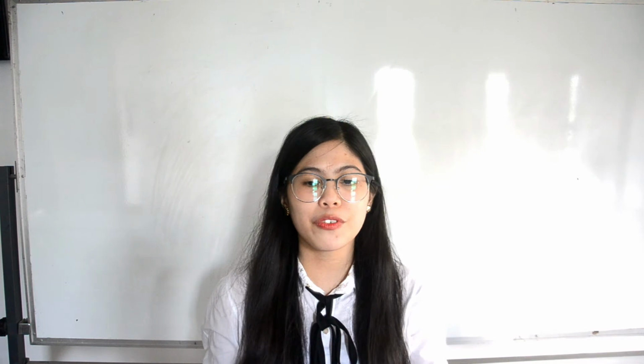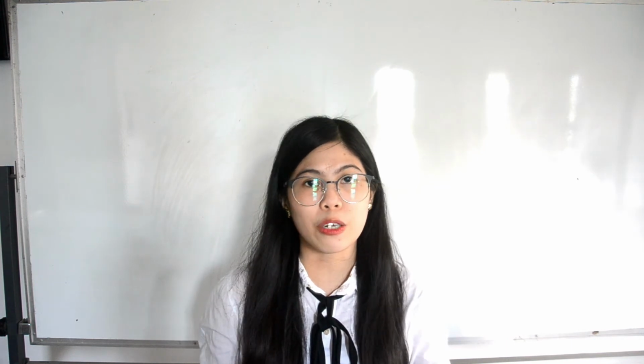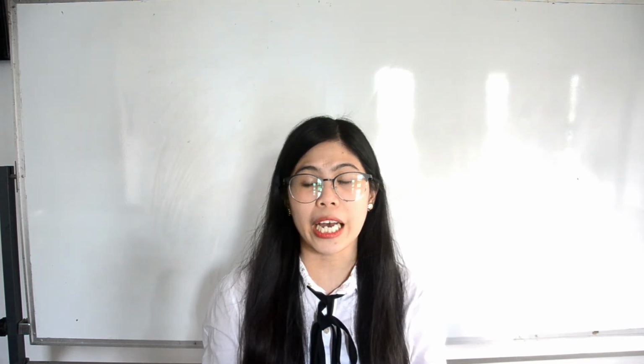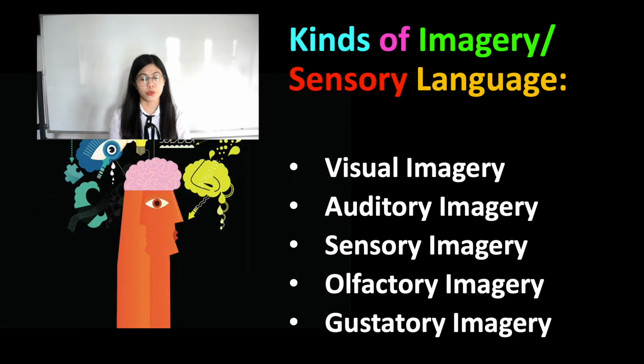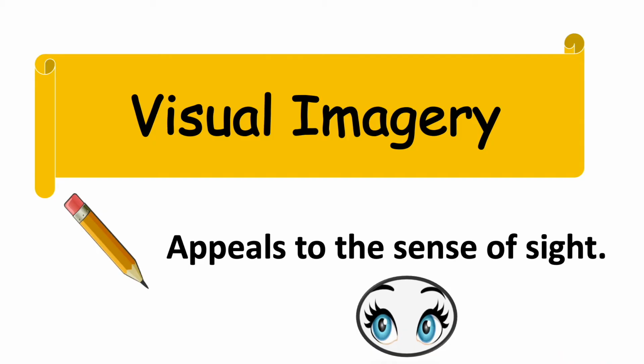So we have different kinds of sensory language or imagery that we may use. We have visual imagery, auditory imagery, tactile imagery, olfactory imagery, and gustatory imagery. Let's discuss these one by one. First, we have the visual imagery. It appeals to the sense of sight.